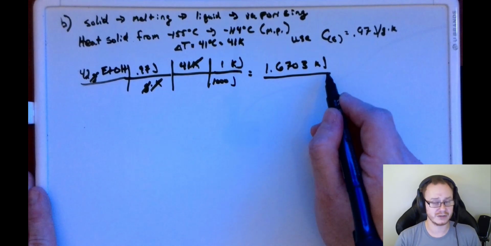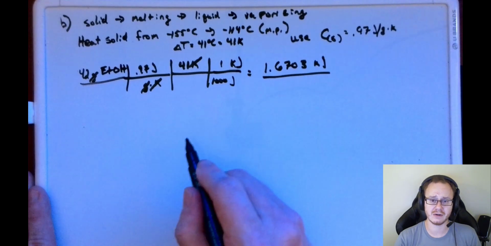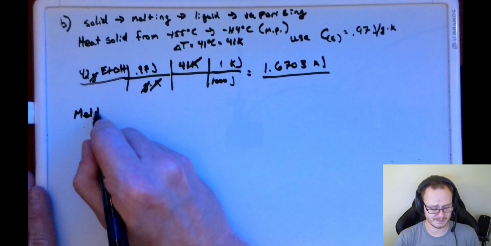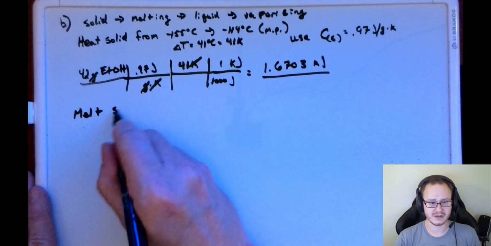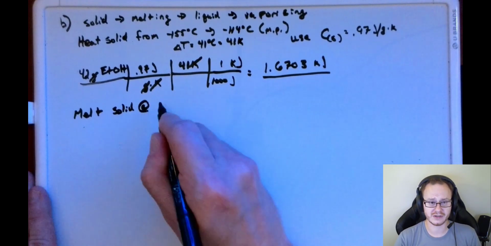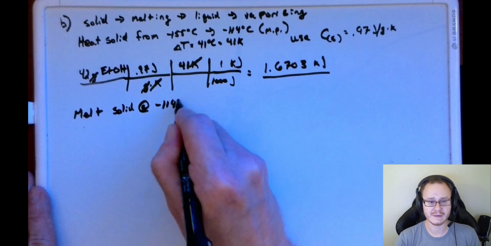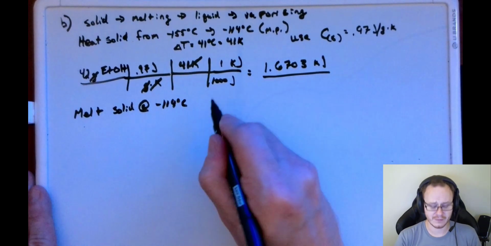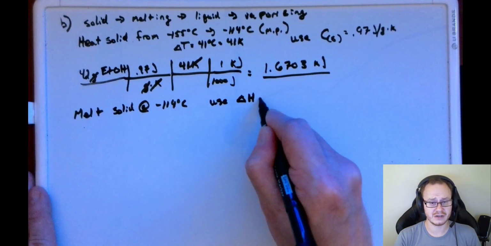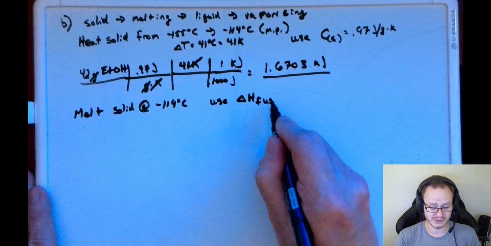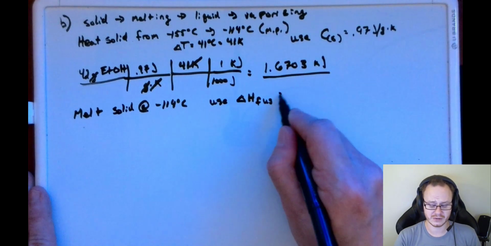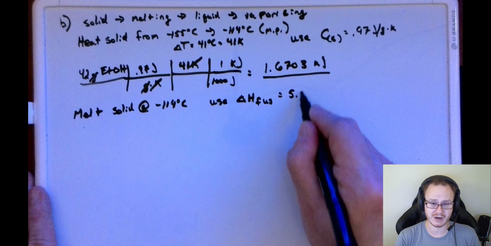Now we have to think about melting the solid. This itself takes its own energy. The process of melting will ultimately use the heat of fusion. So let's melt that solid at negative 114 degrees Celsius, its melting point. And of course, the heat of fusion, which is the process of a solid turning to a liquid, or the reverse, a liquid to a solid, is 5.02 kilojoules per mole, given to me from the problem.